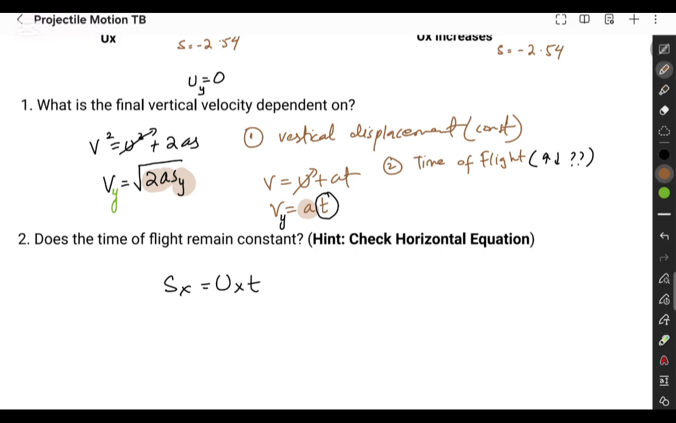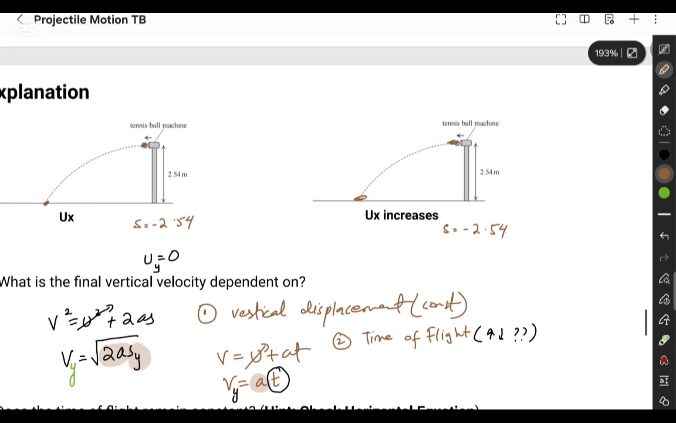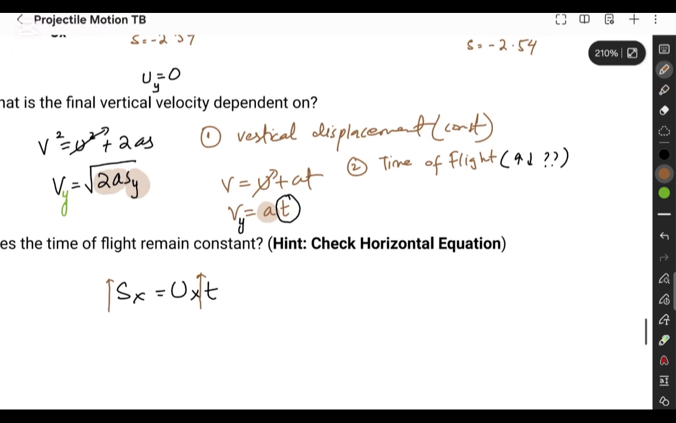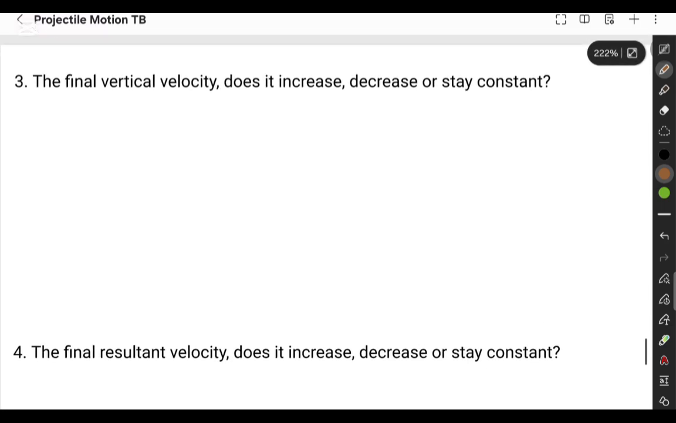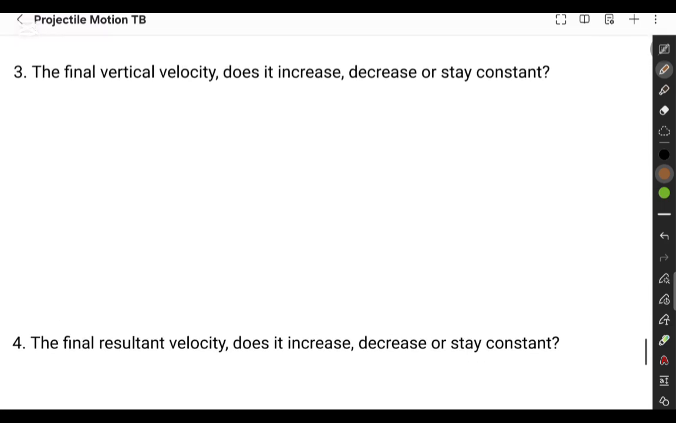Okay, now we know the ux is going to increase, so sx should also increase. The horizontal distance traveled is going to increase. So our t is going to remain constant. So t is constant. Okay. Now, it says the final vertical velocity, does it increase, decrease, or stay constant?